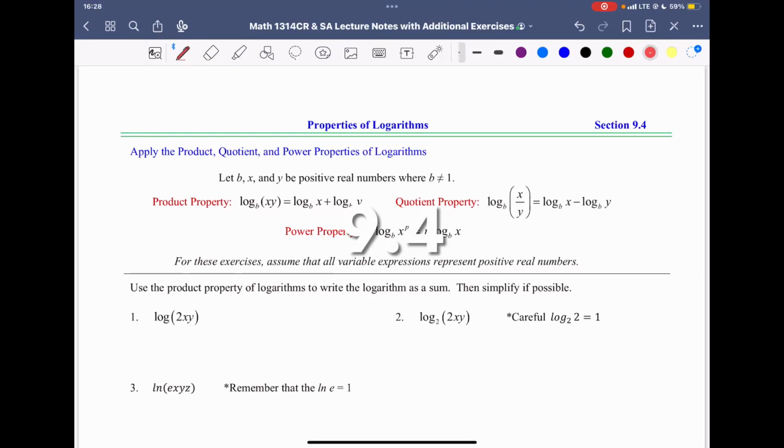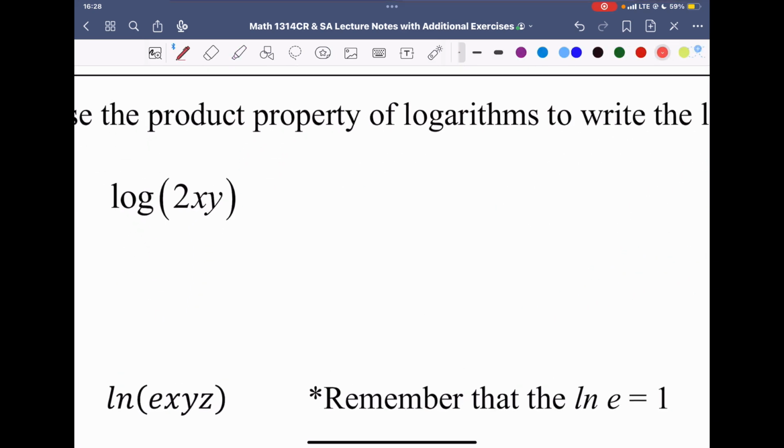Property for logarithms to write a logarithm as a sum. So product property basically means that instead of the multiplication, you're going to put an addition sign. It doesn't matter if it's log or ln, it's the same property. But if you use log, it has to have the same base. Your answer is log 2 plus log x plus log y. I would keep the order.